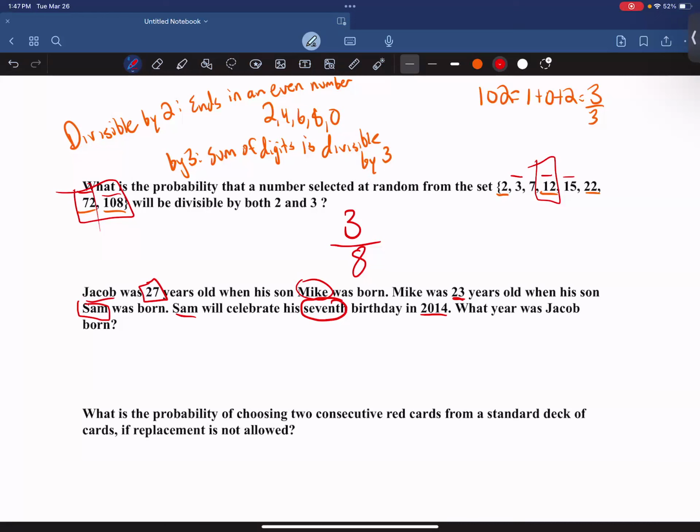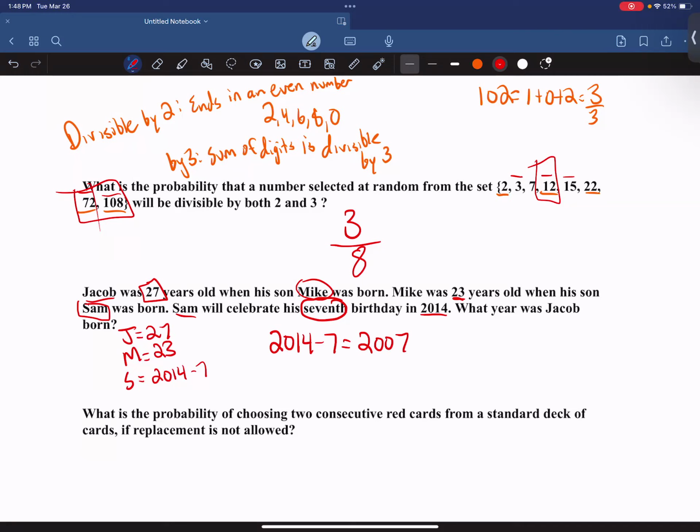Well, and we know also that Sam's 7th birthday is in 2014. So we have Jacob, it's 27. Mike is 23. And Sam is 7, and we know that 2014 minus 7 is going to give us Sam's birth year, which will allow us to go backwards. So really what you have to do is we start at 2014 and we minus Sam's age. That's going to get us to 2007.